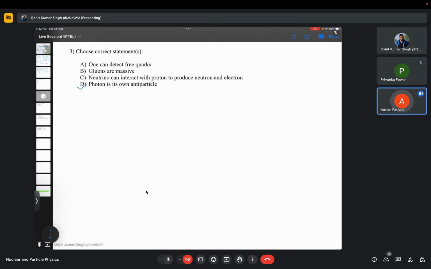Free quarks are not possible. Gluons are not massive. They have a mass of almost 0. Gluons are massless, right? Yeah, they're almost massless. Okay. Yeah, that is true.